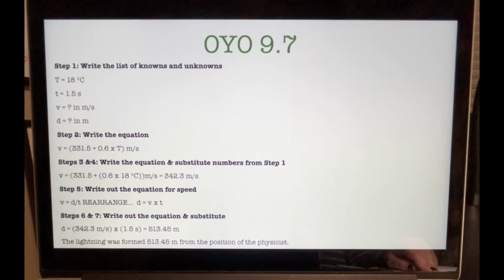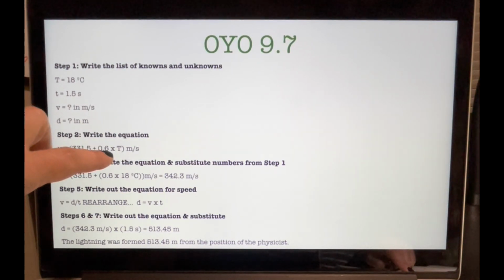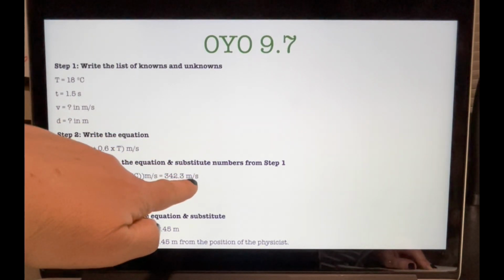Step 1. Write the list of knowns and unknowns. We've done that. The temperature is 18 degrees Celsius. We're trying to solve for the speed. We're trying to solve for the distance. And we know the time was 1.5 seconds. Step 2, write out the equation. V equals 331.5 plus the quantity 0.6 times the temperature. Step 3 and 4, substitute into the equation and solve. Using the 18 degrees Celsius temperature, we get the answer of 342.3 meters per second for the speed.